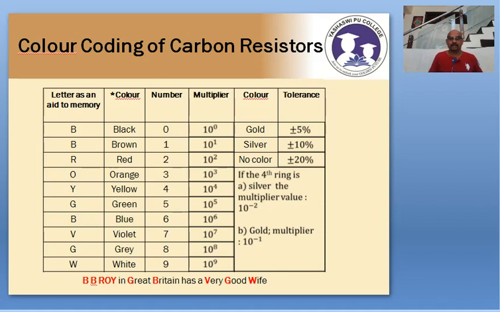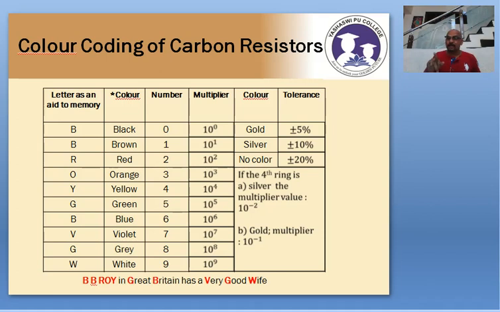So interesting. So therefore B.B. Roy, you just see those words. B, black, then again B, brown, R, red, orange, yellow, green, blue, violet, grey, white. So they give the numbers 0, 1, 2, 3, 4, 5, 6, 7, 8, 9.